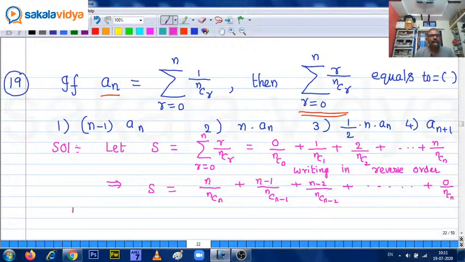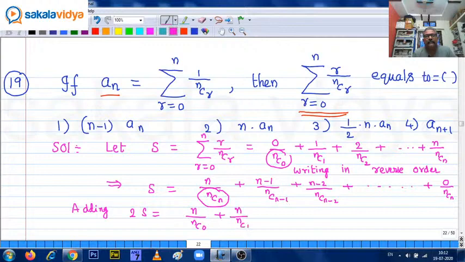Adding these two, S plus S, we get it now. See, it's very clear. nC0 and nCn are both the same. You get n plus 0, n upon nC0, plus n minus 1 plus 1, n upon nC(n minus 1), which is the same as nC1, plus next n minus 2 plus 2 is n, n upon nC2, and so on. Adding these two, n upon nCn.